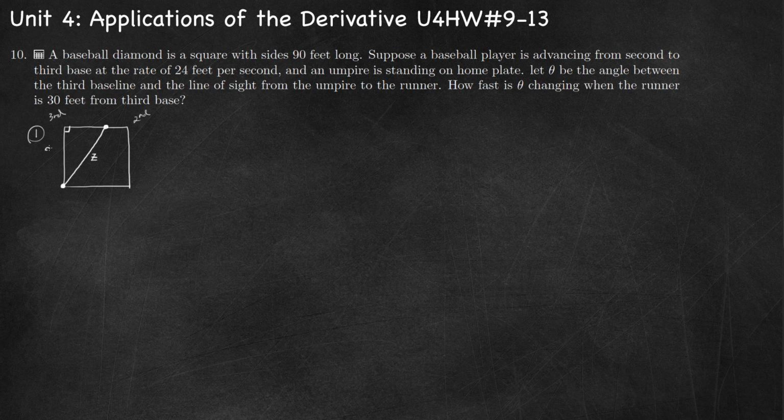We know that this side now is 90 feet, and that's a constant value. That's not going to change. The length of the third baseline is not going to change. It's going to stay 90 feet. What is going to change is the distance from the runner to third base. As time goes on, he's getting closer and closer to third. So let's call that variable x.